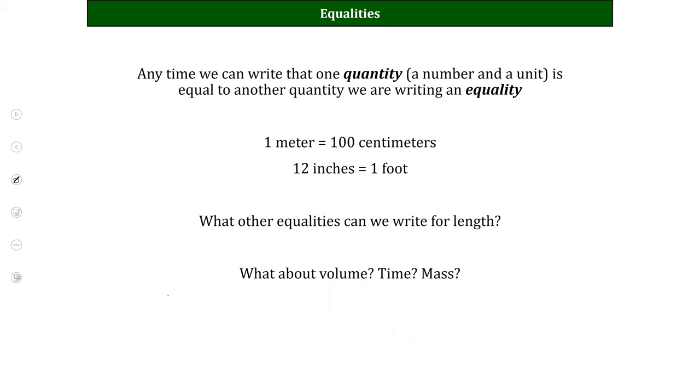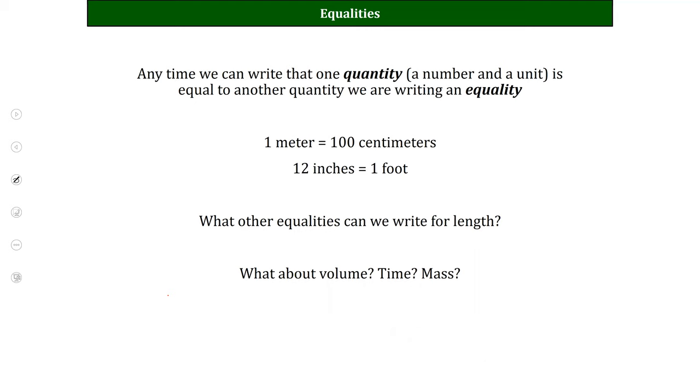Anyway, what about mass? What kind of equalities could we write with mass? Kilogram equals what? 1,000 grams. You could say something like 1 pound equals 453.59 grams, if you have that one memorized or your conversion sheet in front of you.